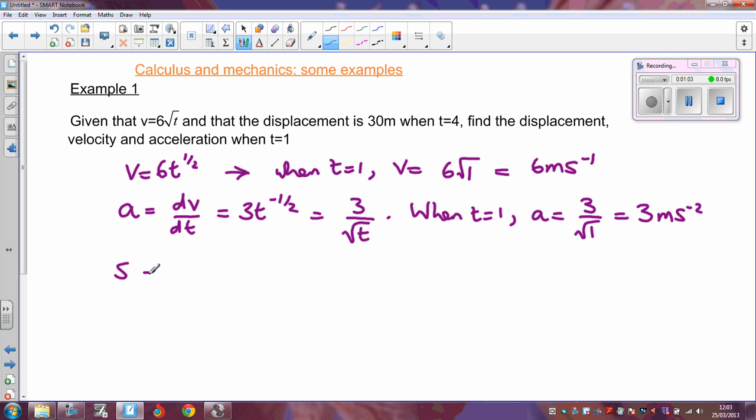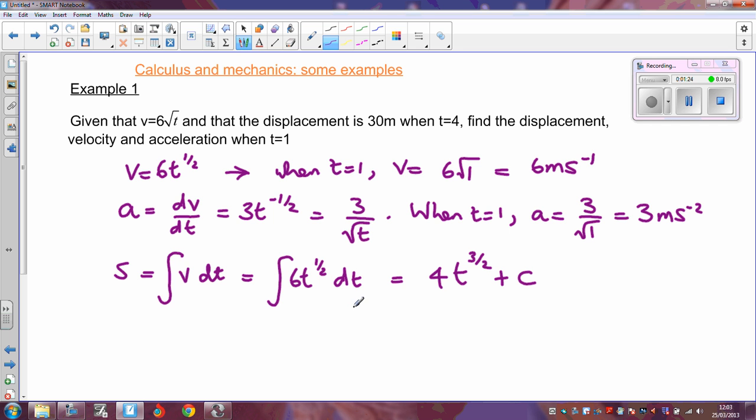Now, to find the displacement, we need to find the integral of the velocity with respect to time. So we want to find the integral of 6t to the power a half with respect to t. So integrating that, we get t to the 3 over 2, and then we're going to do 2/3 times 6, which comes out as 4. Don't forget, though, there's that constant of integration. So s is equal to 4t to the 3 over 2 plus c. Now we're told that the displacement is 30.